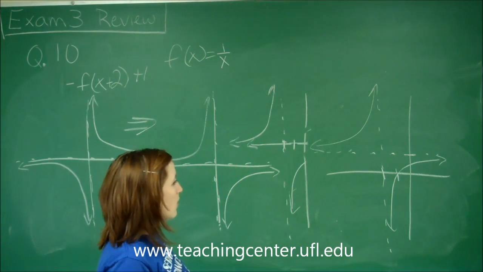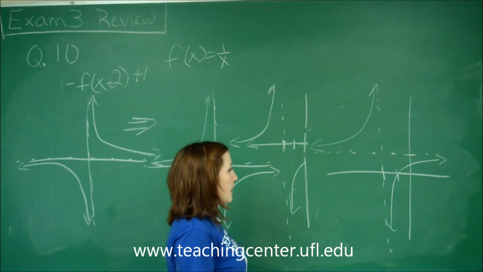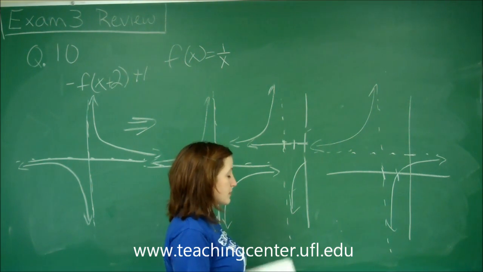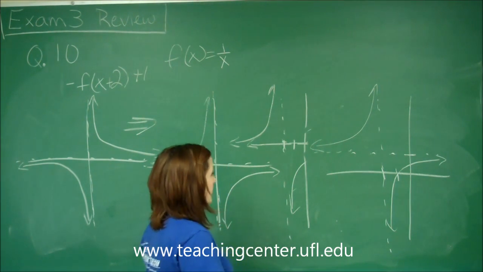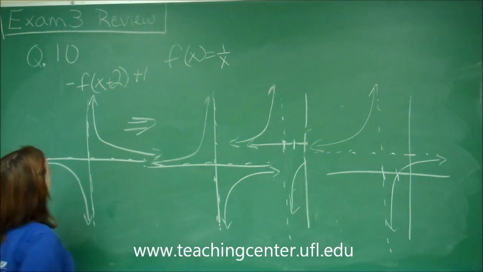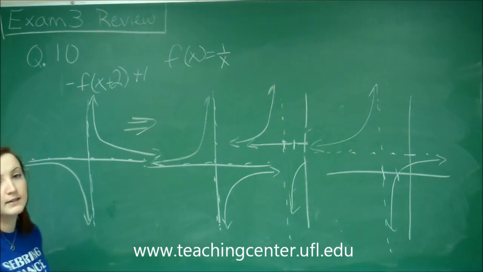You've got a horizontal asymptote at y equals 1. You've got a vertical asymptote at x equals negative 2. And you've reflected your basic graph about the x-axis because of the negative. And so that is how you use transformations to graph the second equation.